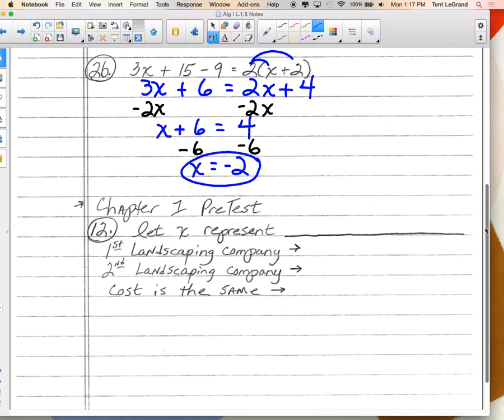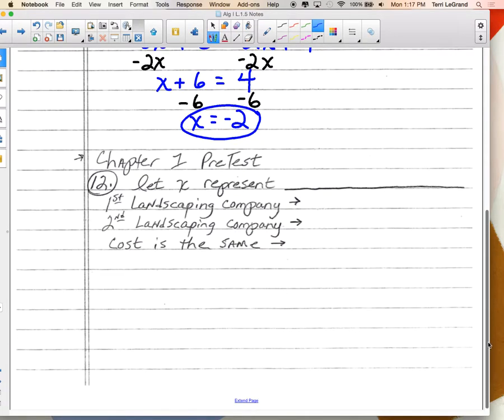Now we're going to turn to our chapter 1 pretest, number 12, because that's where you're going to find the problem. I did not write it down here. If I remember, out of about 60 of my Algebra 1 students, I had a handful of people who got this problem. So, can we get it right now?